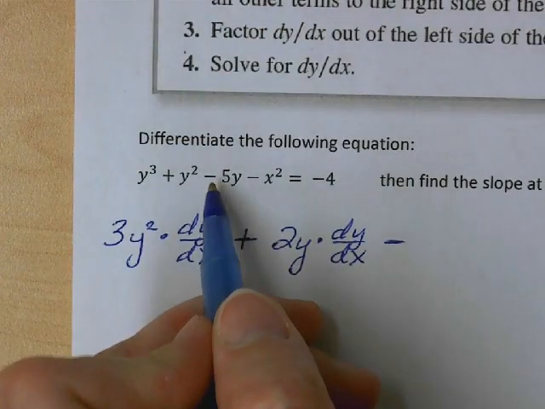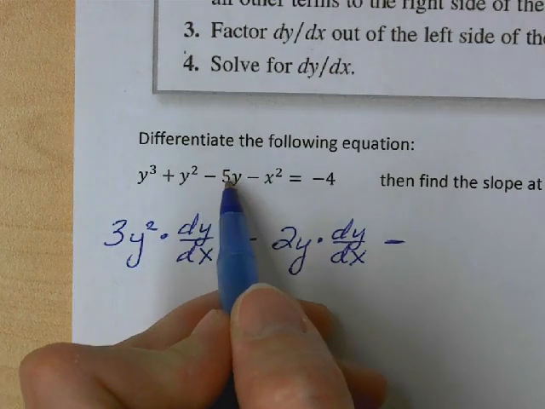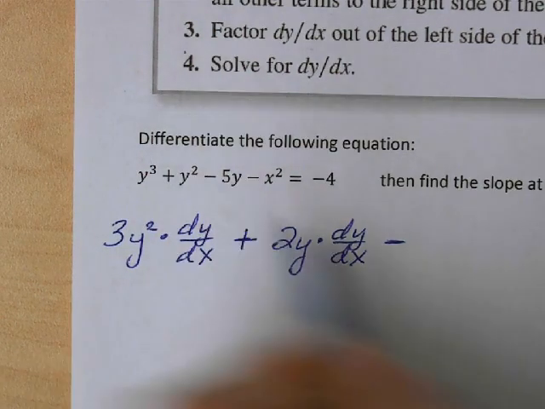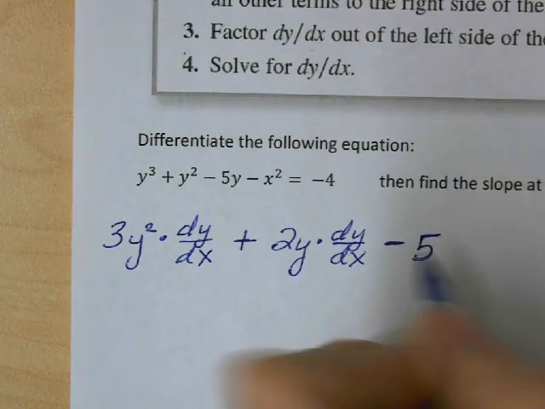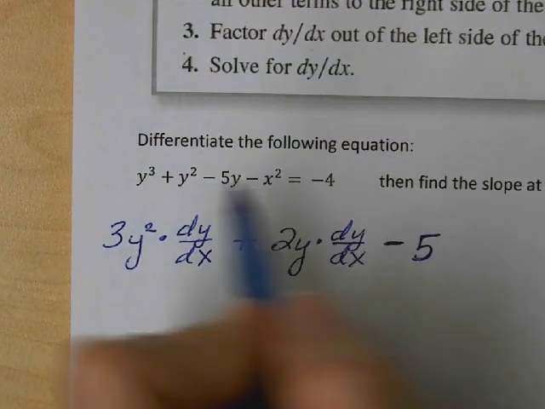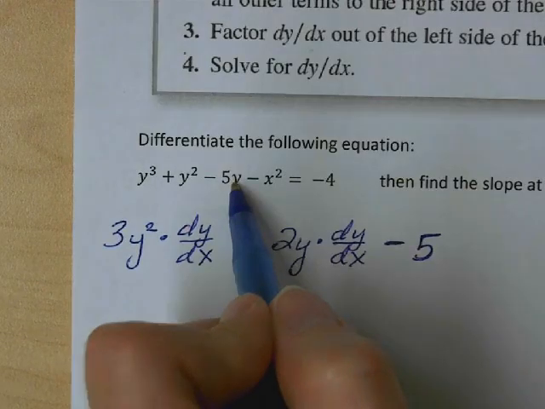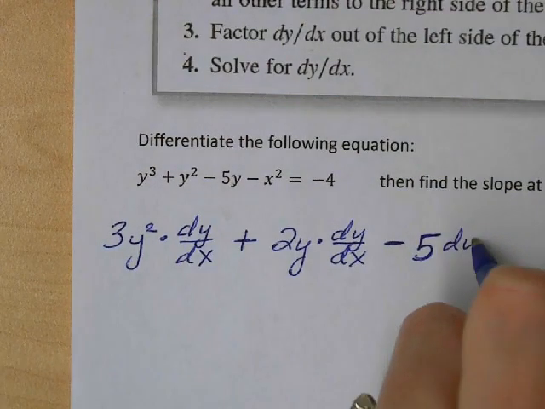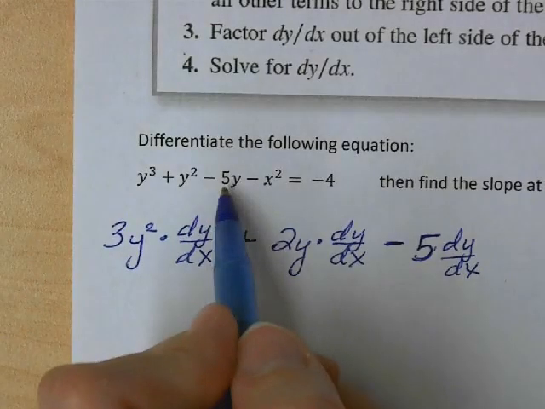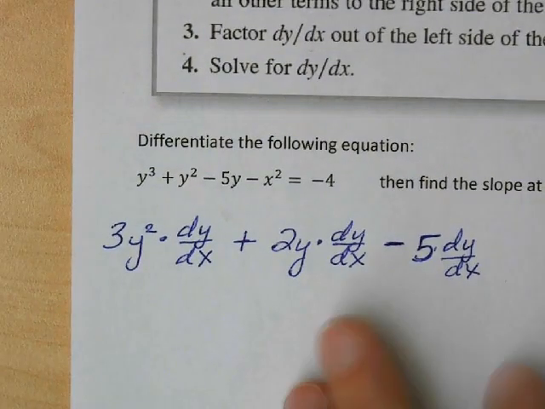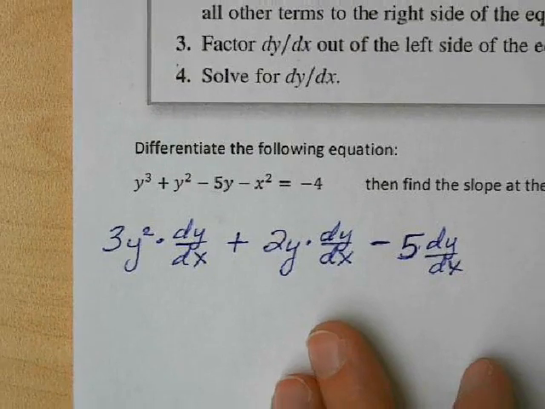Derivative of minus 5y. What's the derivative of that? Yeah, it'd be minus 5. And then what? Times dy dx. Every time you find the derivative with a y part, you're going to have to write dy dx. Let me zoom it out a little.